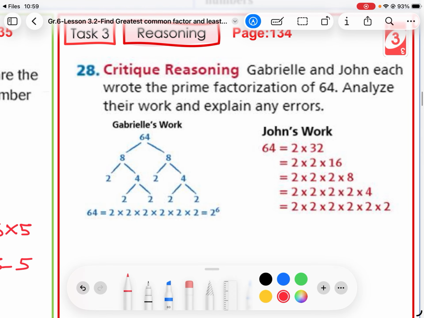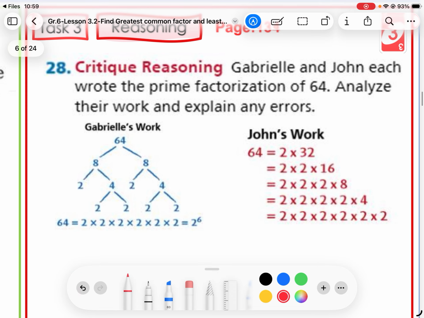Now let's look at question 28. We have Gabrielle and John. They each wrote the prime factorization of 64. We need to analyze their work and see who's correct and who's not correct. Are they both correct? Are they both incorrect? We have to check for any errors, okay? We have to explain their work and check any errors.